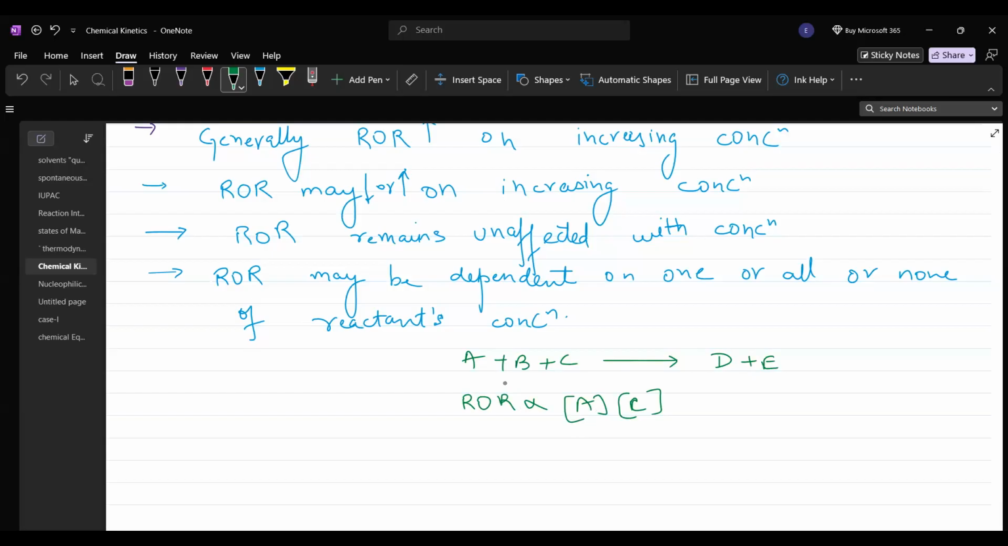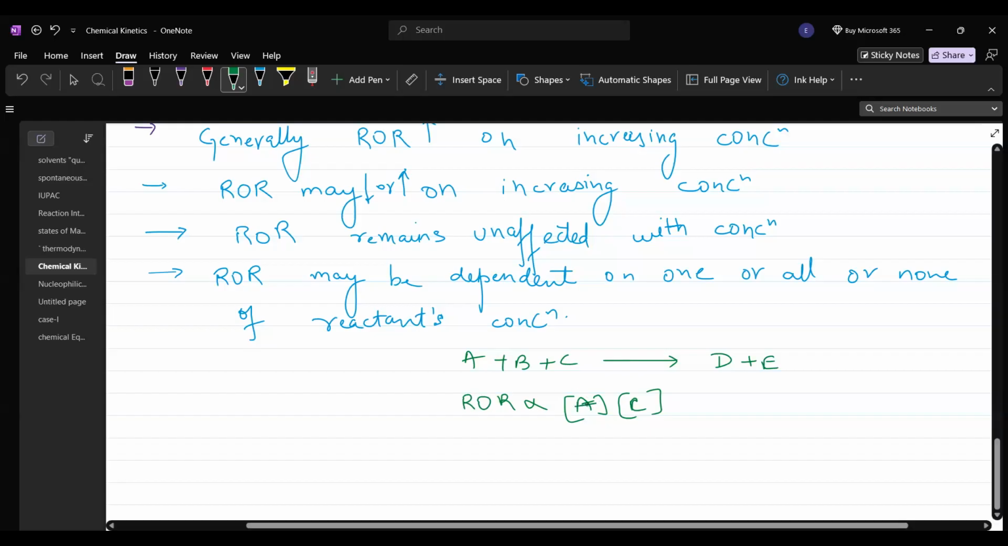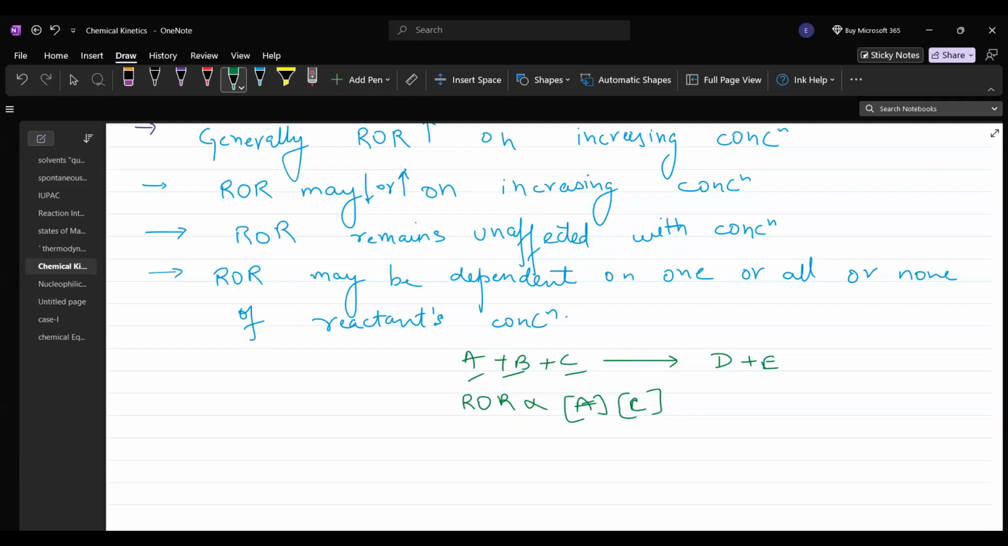This is not necessary, that if the rate of reaction is dependent on concentration of reactants, it depends on all of them. It can pick and choose also. It is determined experimentally whether the rate of reaction depends on each reactant or not. Okay, got my point? Yes, sir.